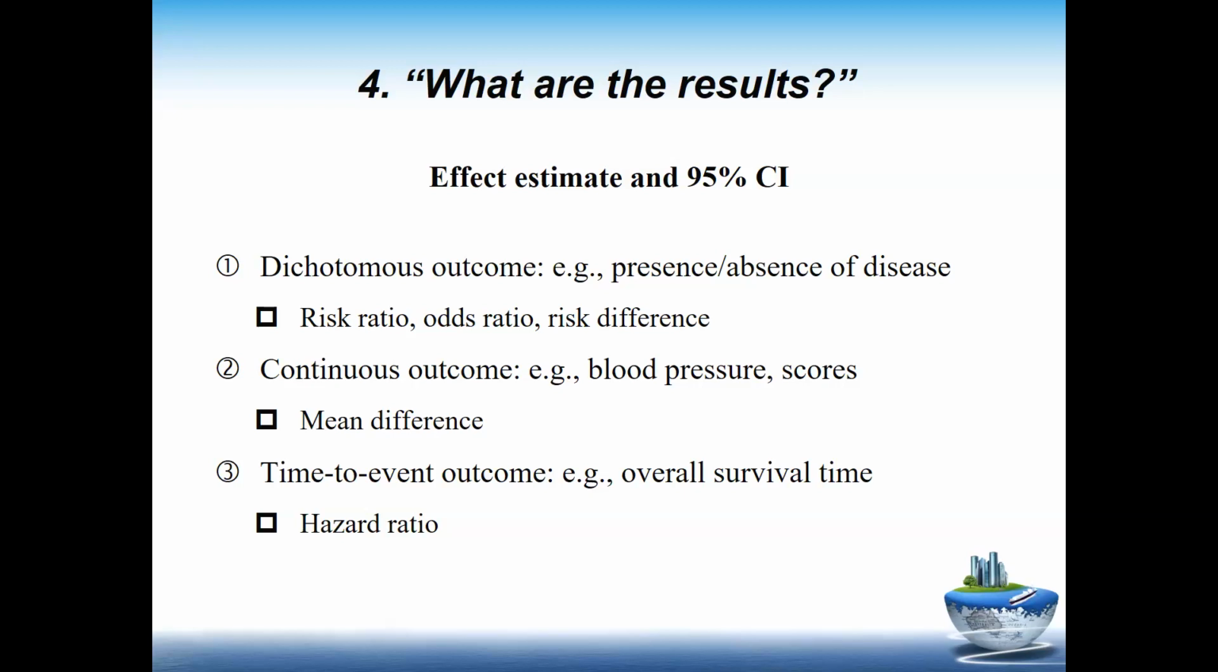For this type of outcome, you will need to use hazard ratio. Okay, so basically there are three general categories of outcomes: dichotomous, continuous, and time to event. And they use different effect estimates.